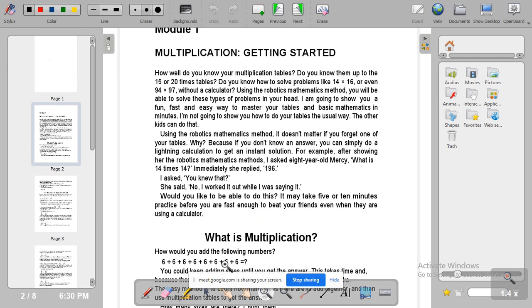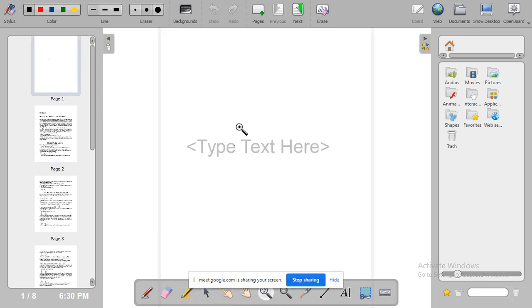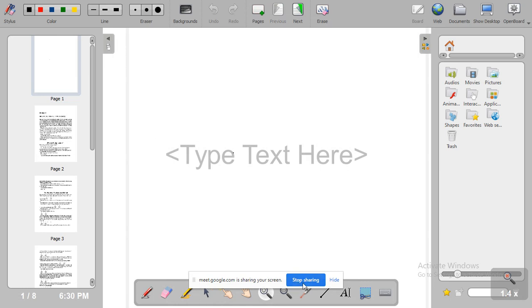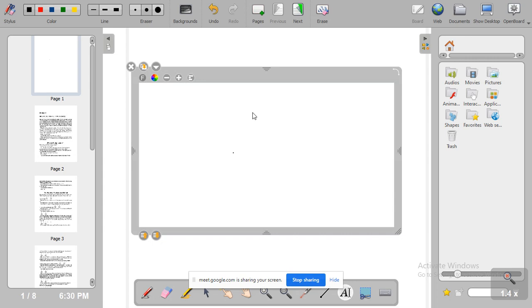I have these numbers here. Okay, I have 6 by 6 by 6 by 6. How can we do that? Actually, I have these numbers: 6 plus 6 plus 6 plus 6 plus 6 plus 6 equals, so 1, 2, 3, 4, 5, 6.